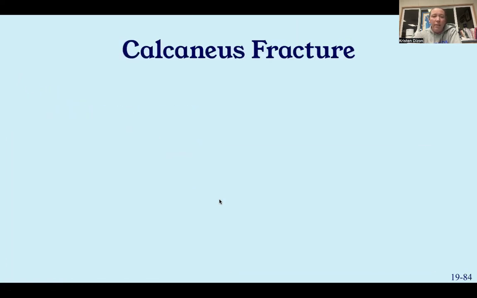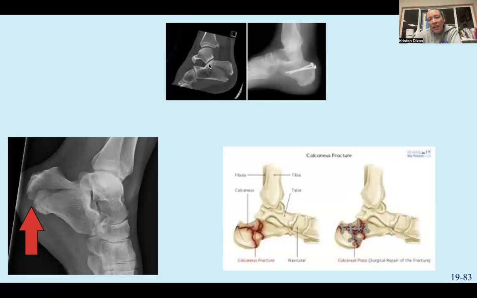And we have one or two more injuries left. This is a calcaneus fracture. See this big chunk right here, this big chunk here. You can fix it with some simple screws if it's a simple fracture, or sometimes you need a bunch of little plates and screws. Calcaneus is a strong bone. You do not break it very often.